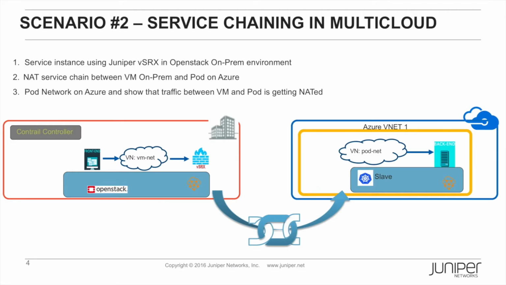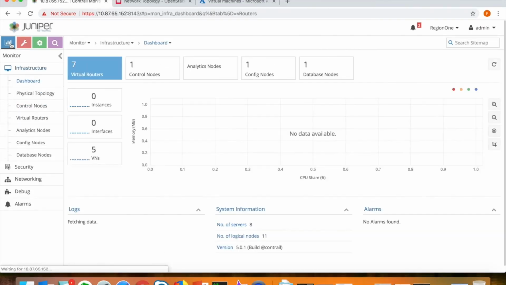Okay, let's look at the second scenario. In the second scenario, we have the web front end and a backend. The backend is running as a pod on Kubernetes in Azure, whereas my front end is running on an OpenStack VM on-prem. And then the traffic is flowing from my front end to my backend via VSRX. So let's go ahead and take a look at this scenario number 2.